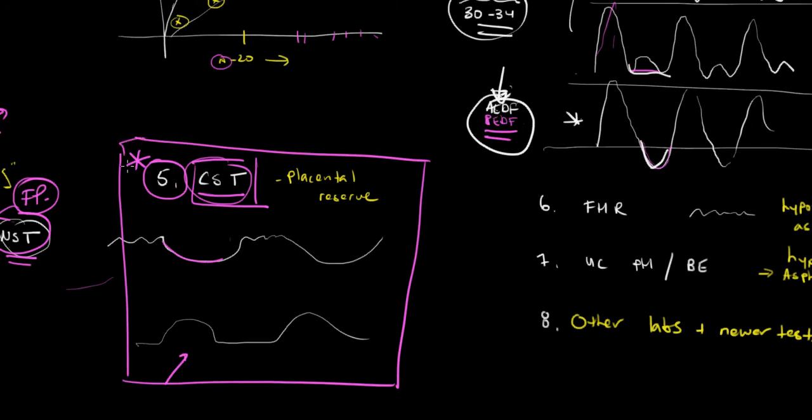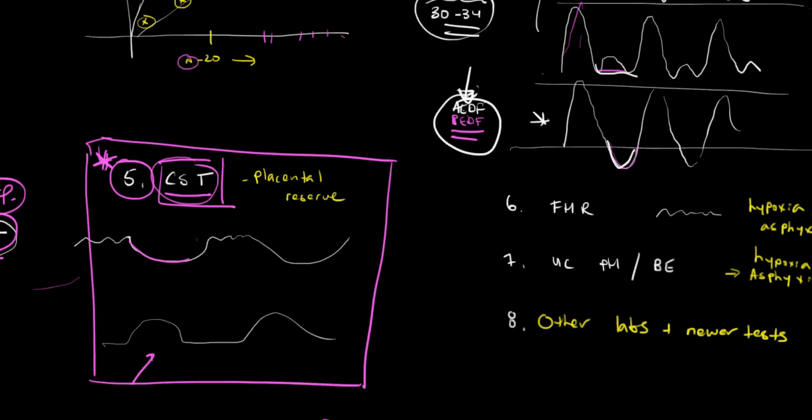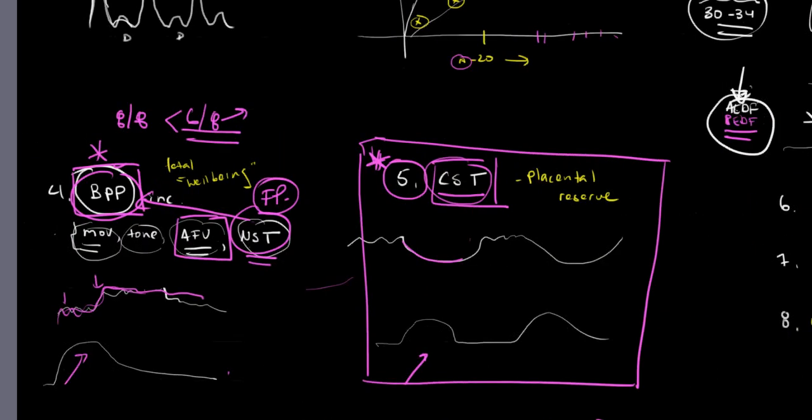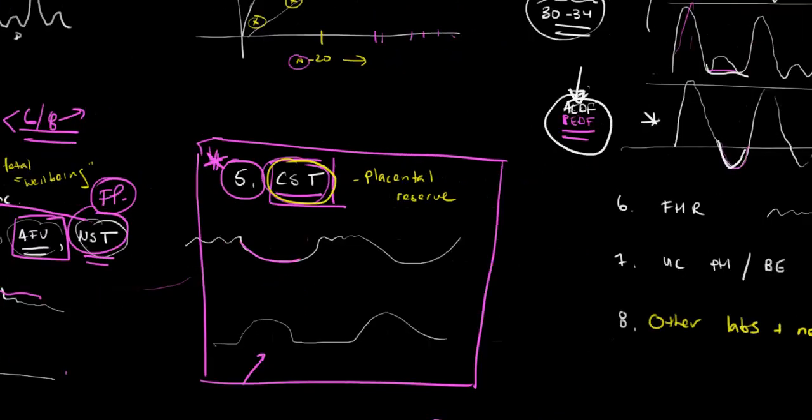But both of these tests, the biophysical profile and the contraction stress test, are still antepartum tests, because you're not doing it while the mother's in labor. You're doing it to find out how well the baby is doing before the mother is in labor. When the mother goes into labor, we could do fetal heart rate monitoring, and we basically put a monitor on the mother's tummy. You could do it continuously, you could do it by intermittent auscultation.